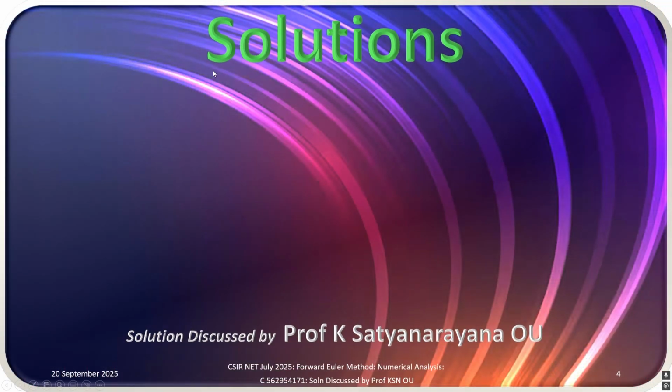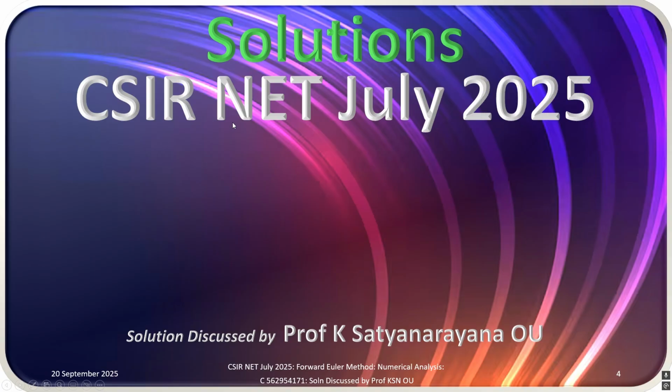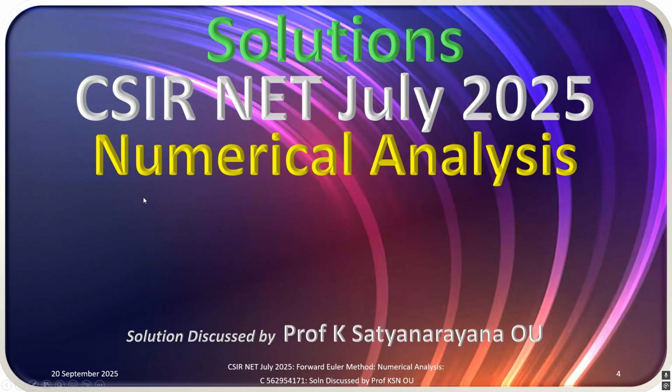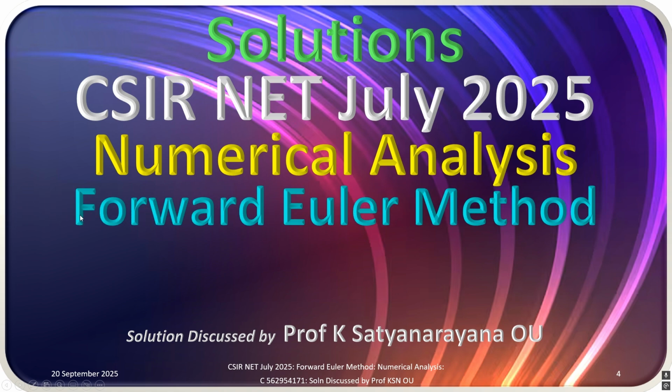We continue the discussion of the solutions of the problems that have appeared in the CSIR National Eligibility Test July 2025. In this video, we discuss the solution of a problem from the section Numerical Analysis, and the problem is related to the Forward Euler Method.